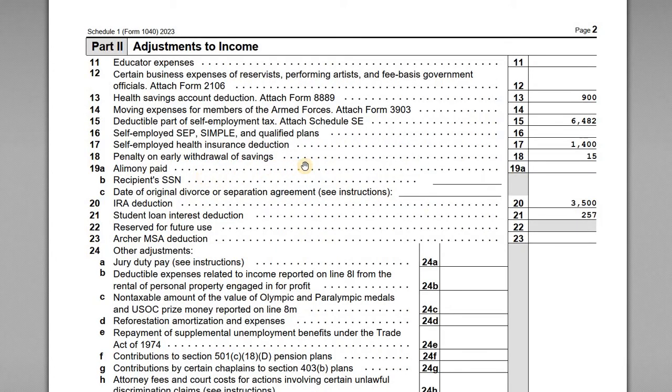Penalty on early withdrawal of savings. So if you had certain types of financial products like CDs where you had the money locked up for a number of months but you withdrew it too early, the interest penalty that might have been imposed can often be deducted. In this case, Adam withdrew money too early on a CD, and he was charged $15 as interest penalty on an early withdrawal, and so he was able to deduct that amount.